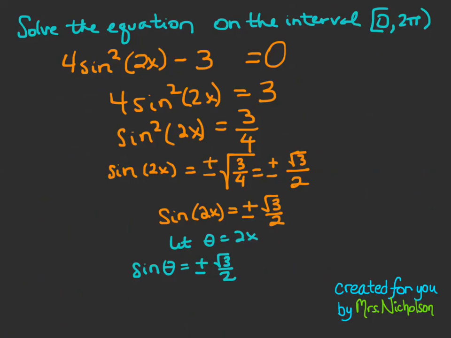But let's remember the issue with our interval. Remember that the given interval, I'm starting with an x interval of 0 to 2 pi. But theta is equal to 2 times x, and so my theta interval is going to be 0 to 4 pi. So I need to get all the angles between 0 and 4 pi for which sine of theta is equal to positive or negative square root of 3 over 2. So let's see if we can start listing those angles.